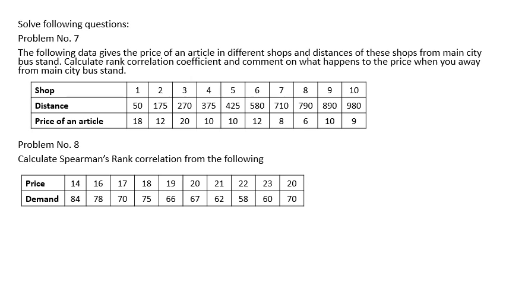Now you have to assign ranks to distance. Let distance be x and price of an article be y. Then you assign ranks to distance and price of an article. Then you solve the problem. Next, problem number 8. Calculate Spearman's rank correlation from the following. Price and demand are given. Now let price be x and demand be y. Then you highlight the values which are repeated. Then you assign the ranks. Then you solve the problems.